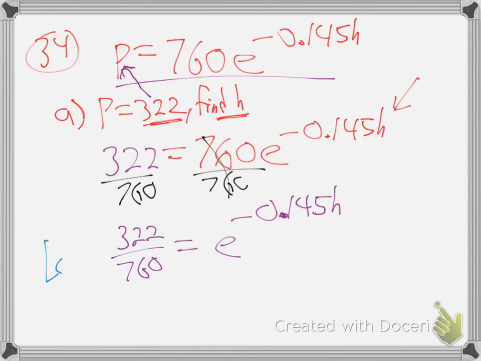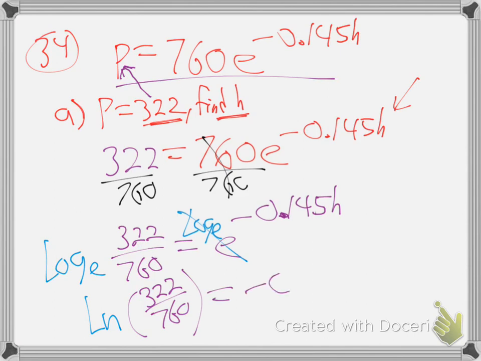And what do we do now? We log both sides, huh? So I'm going to do log base e, or you could just write natural log, same thing. Whenever the letter's in power, you log both sides. We get the base alone, and then log both sides with the same base. These cancel. It's opposites. That's why they made up logs for this very purpose. And so that's ln, right? Log base e is ln, as you know, of 322 over 760 equals minus 0.145h. So now it's just divide.